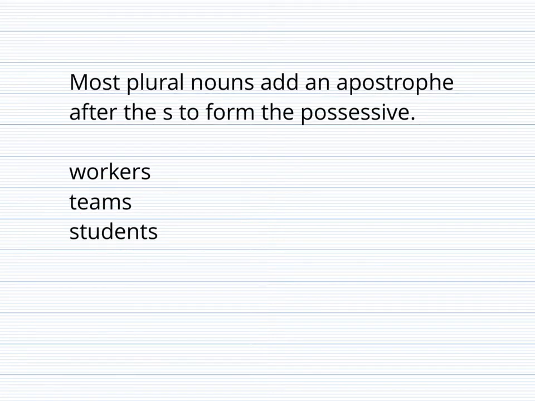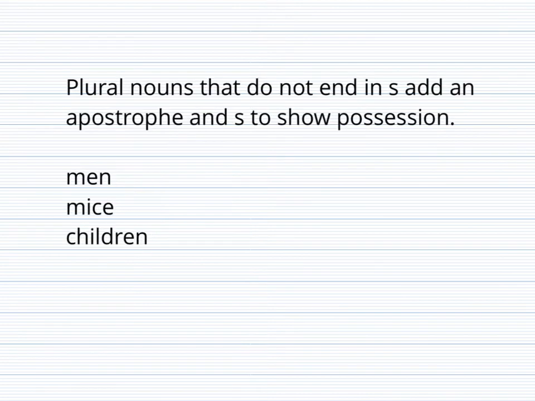In order to form the plural possessive, you add an apostrophe after the S to form the possessive. So we would say all of the workers' overalls were dirty. All of the teams' buses were late. Several of the students' backpacks were purple. This would be plural possessive. You put the apostrophe after the S.